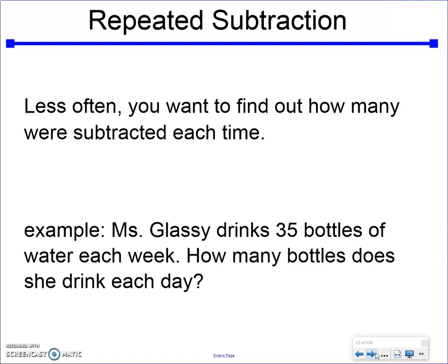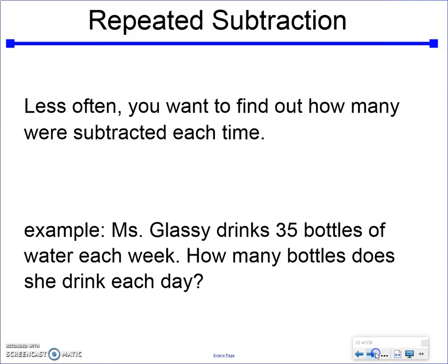Well, in this problem, we still know the total number of bottles I'm drinking, 35, and we know how often, or how many times, I should say, that I drink the bottles of water. We know that a week is 7 days, so we know that I drink 35 bottles of water total in 7 days. I know how many times I'm drinking water, I just don't know how much water I drink each day.